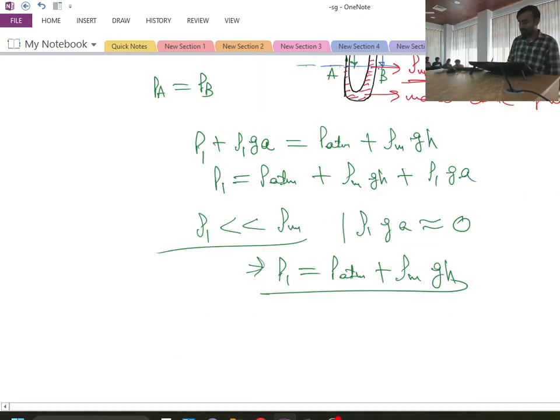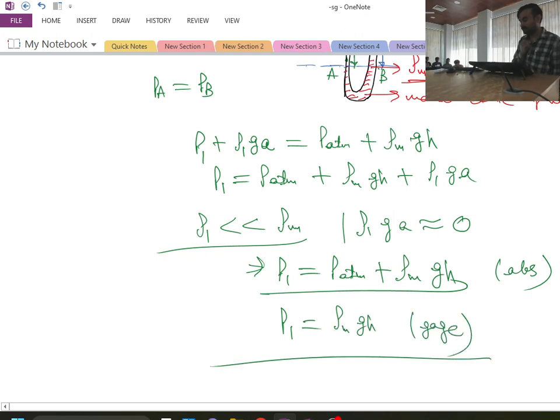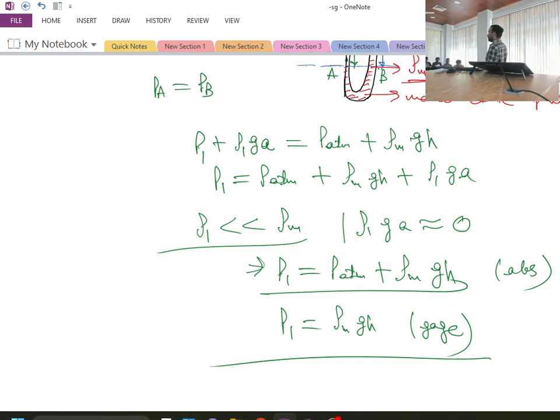So when I add the atmospheric pressure on the right hand side, whatever value of P1 I get is in the absolute scale. But if I have to find this pressure in the gauge scale, then I will get P1 simply equal to ρm g h. So this is my value of pressure in the gauge scale. I already explained to you yesterday that gauge scale and absolute scale both are important, but which one we use depends upon the requirements.